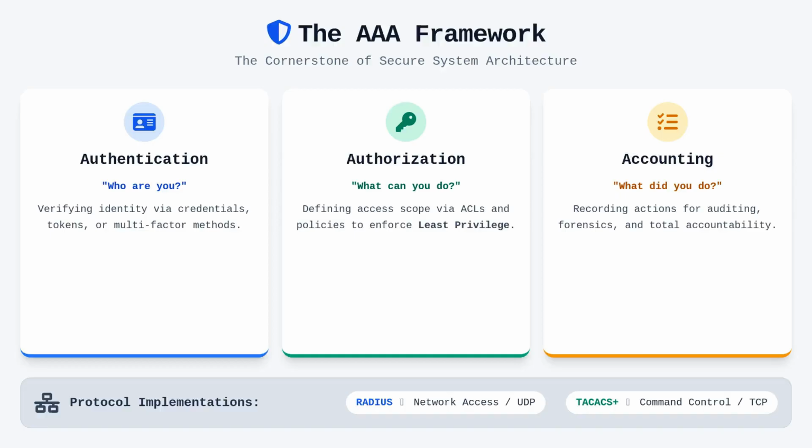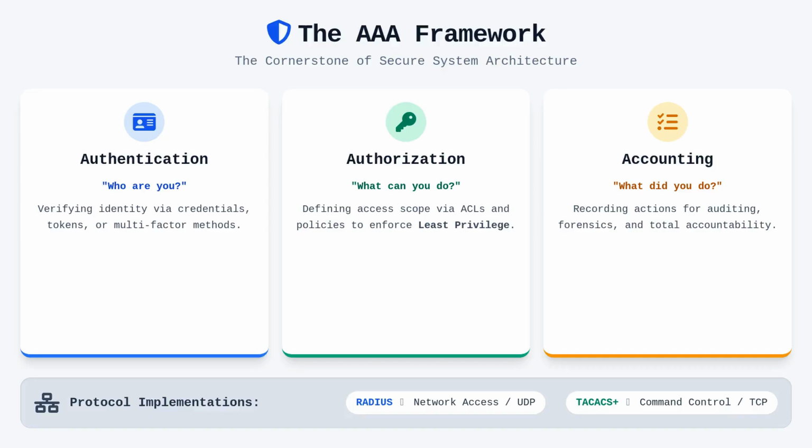The cornerstone of any secure system is the AAA framework, which stands for Authentication, Authorization, and Accounting. Authentication is the process of verifying that an entity is who they claim to be, typically through a set of credentials or tokens. Once the identity is established, authorization determines the scope of access that the entity has within the network or application. This involves comparing the authenticated identity against defined access control lists or policies to permit or deny specific actions. Accounting, the final component, is responsible for recording the actions performed by the user, creating a trail for auditing and forensic purposes. Without this trifecta, a system cannot maintain accountability or enforce the principle of least privilege effectively.